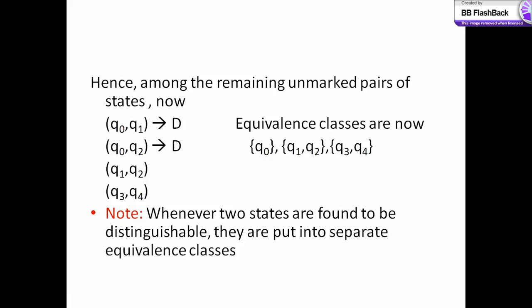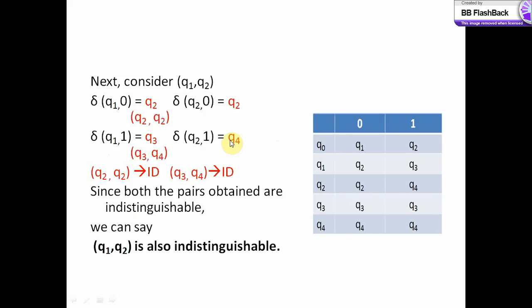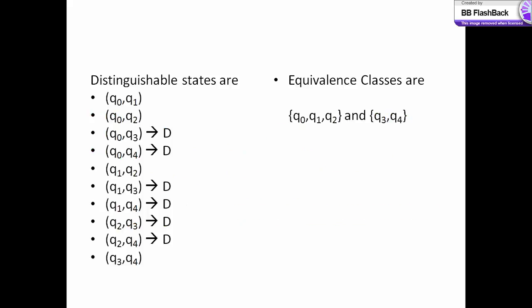Now, whenever 2 states are found to be distinguishable, they are put into separate equivalence classes, because they cannot be together. Now Q0 and Q1 are distinguishable states. Earlier, if we remember, there were 2 classes, one class containing Q0, Q1 and Q2.